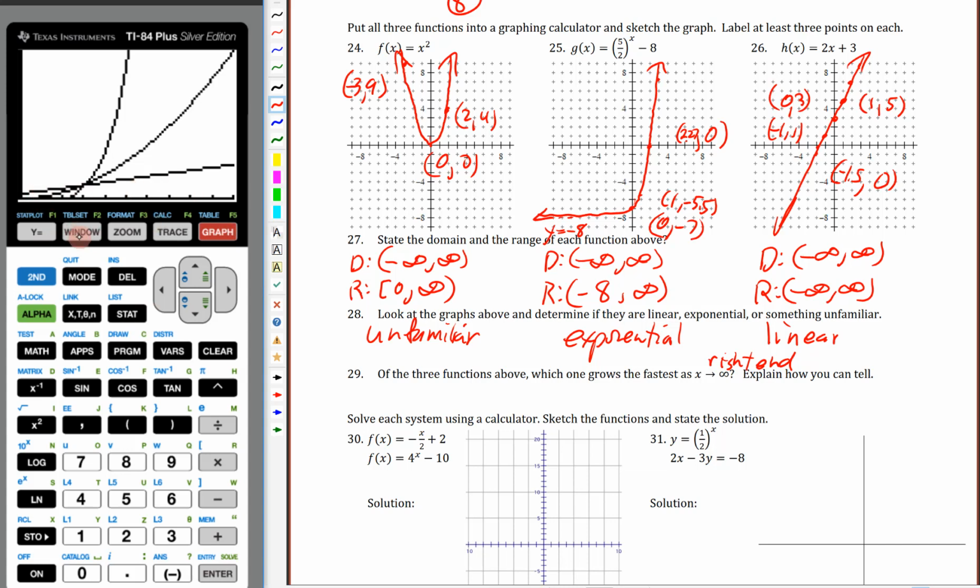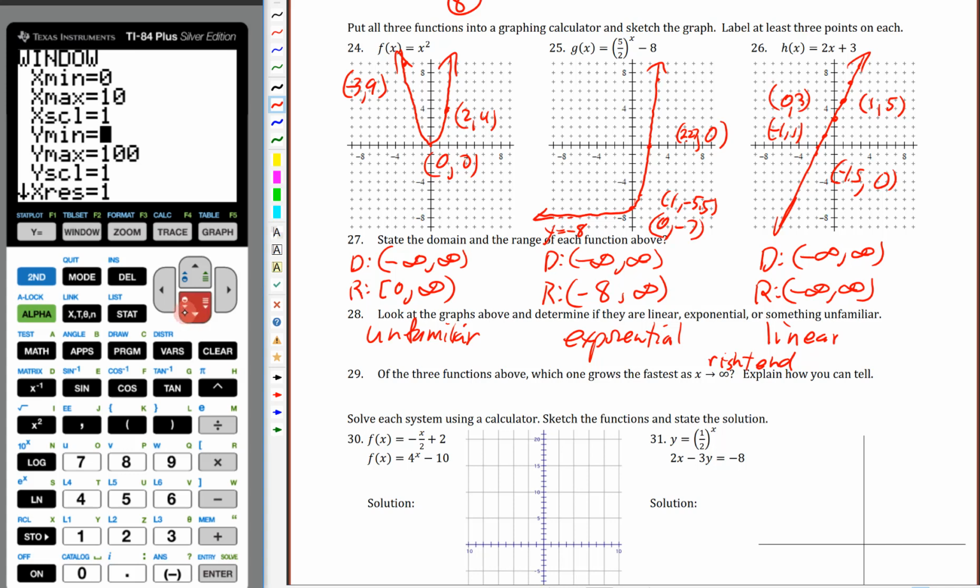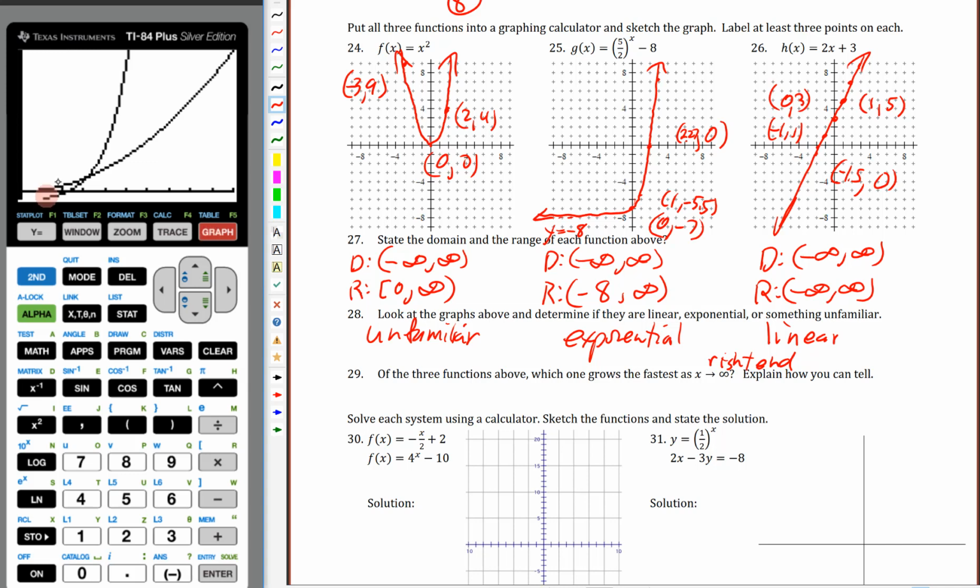I'm going to go back in here. I'm going to hit the window, and I'm going to change that to a -5 or something. We'll hit graph. Okay. All right. So here was the order: 1, 2, 3. So number 1, this is that quadratic. This is that U type of shape there, that parabola. Okay. Number 2 was this one right here. That was the exponential. And number 3, that was the linear one right here.